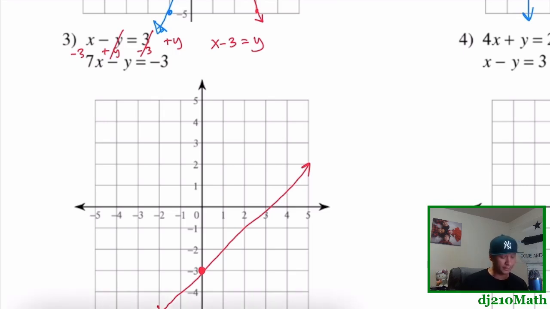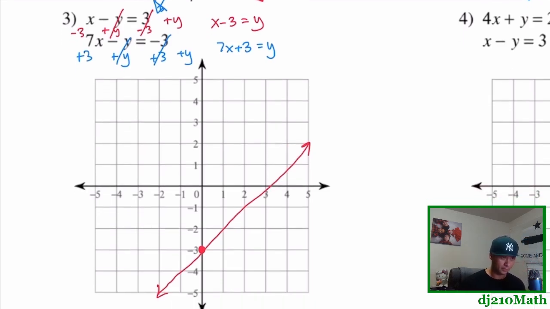Okay, 7x minus y equals -3. Again, I'm getting y by itself, so I'm adding y to both sides, because I don't like when y is negative, personally. And I'm adding 3 to both sides. Cancels, cancels. So we're going to get 7x plus 3 is equal to y. So positive 3, down 7 over 1.